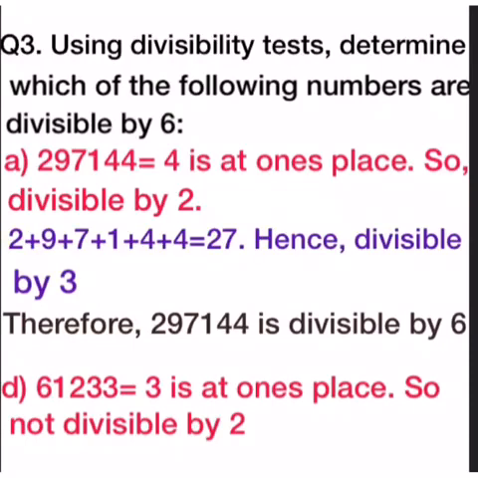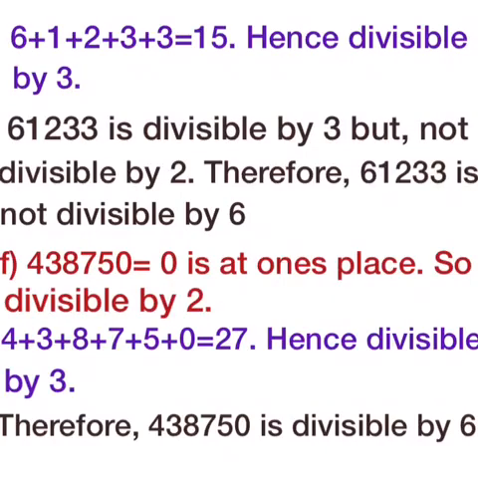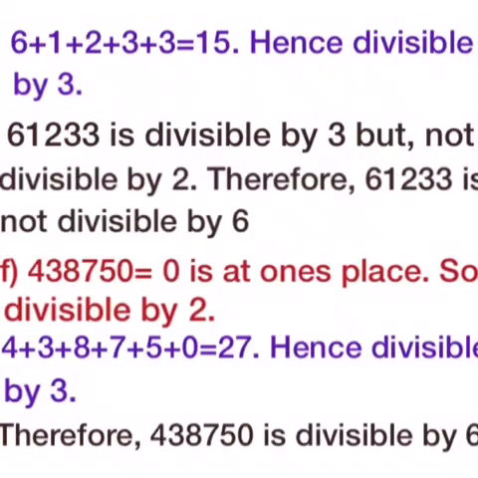Now the next number is 61,233. Here you can see that 3 is at the ones place, so this number cannot be divisible by 2. Now we will check the divisibility of 3. When we add the digits, we get 15, which is a multiple of 3. So 61,233 is divisible by 3. So children, as this number is divisible by 3 but not by 2, it cannot be divisible by 6.